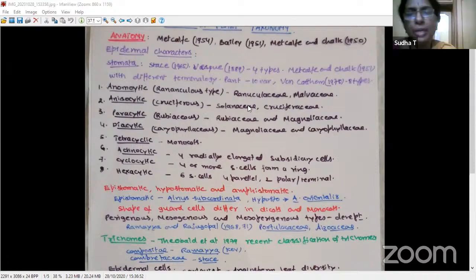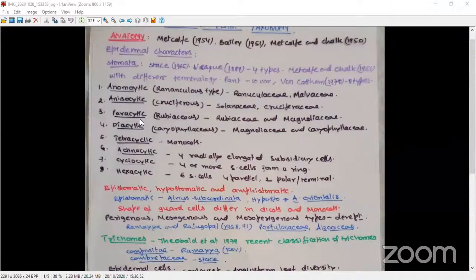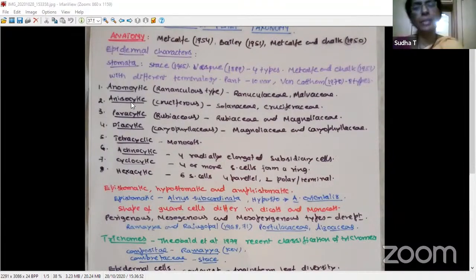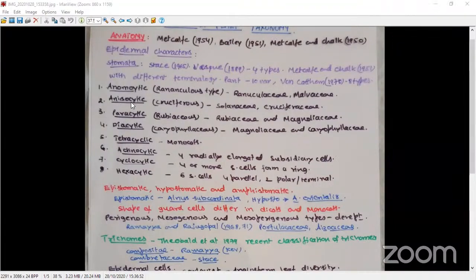I have given the example of Solanaceae. When we observe Datura, there will be three types: anomocytic, anisocytic, and paracytic. Still, according to the majority of stomata, we can name them; it depends. We are just taking that as an example, but these are actually the types of stomata.